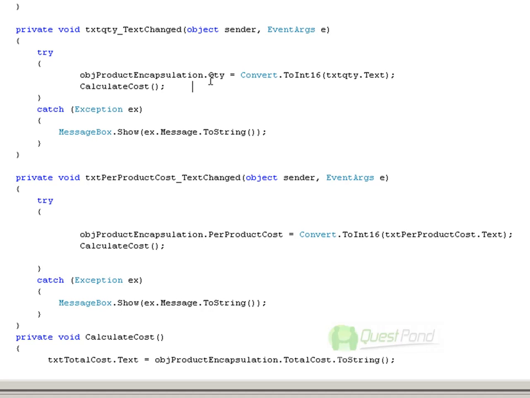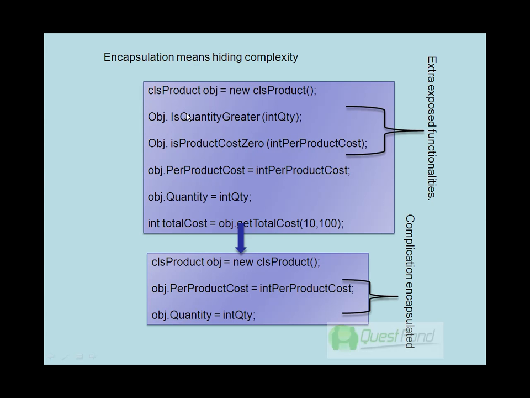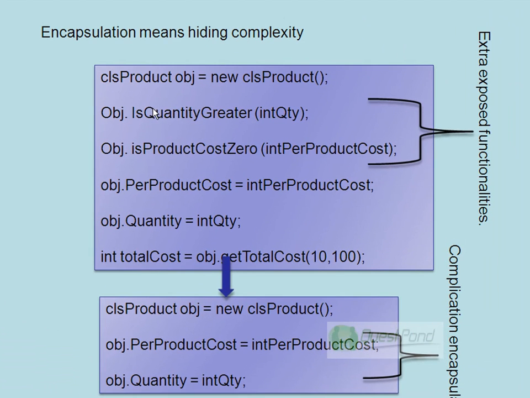For example, over here, the checks of the quantity and the checks of the per product cost are completely hidden from the external world. The external world, or the UI developer, now just needs to go and set the property. The rest will be taken care of by the class itself. Let's try to understand what we have gained by encapsulation.